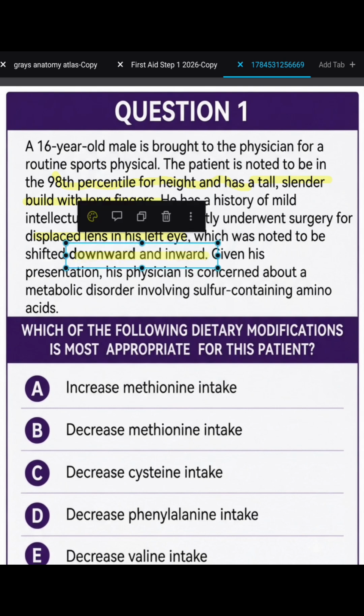Given his presentation, his physician is concerned about a metabolic disorder involving sulfur-containing amino acids. Which of the following dietary modifications is most appropriate for this patient?